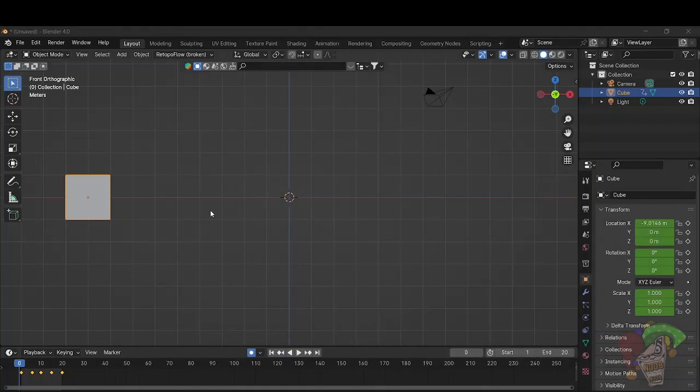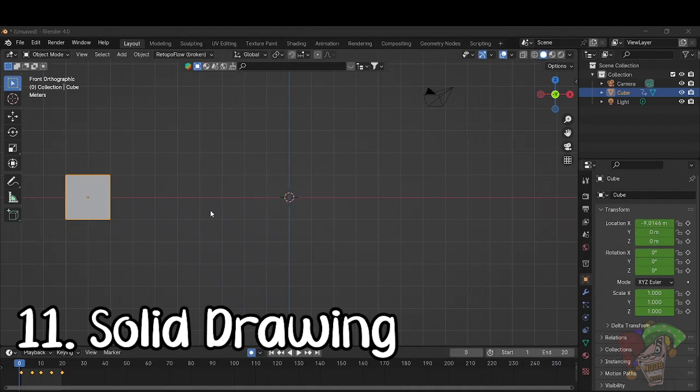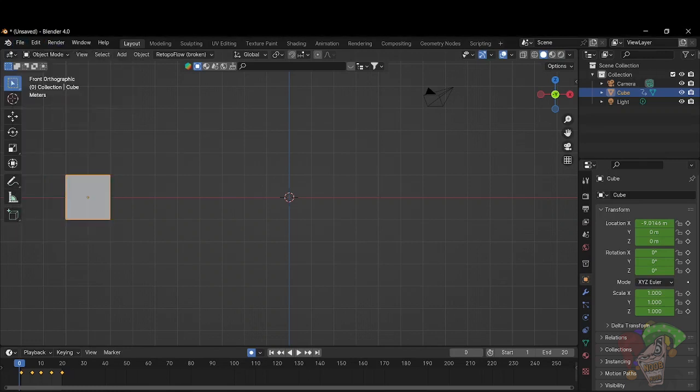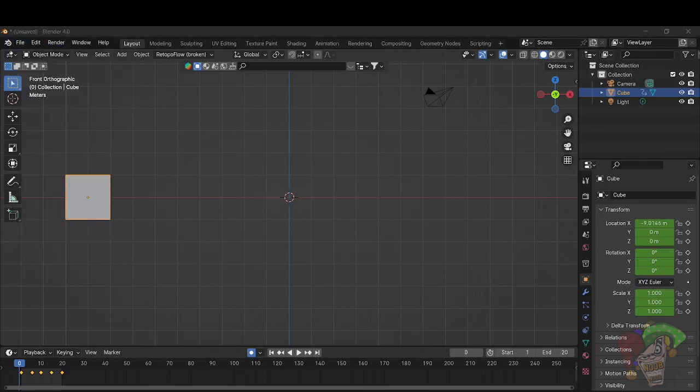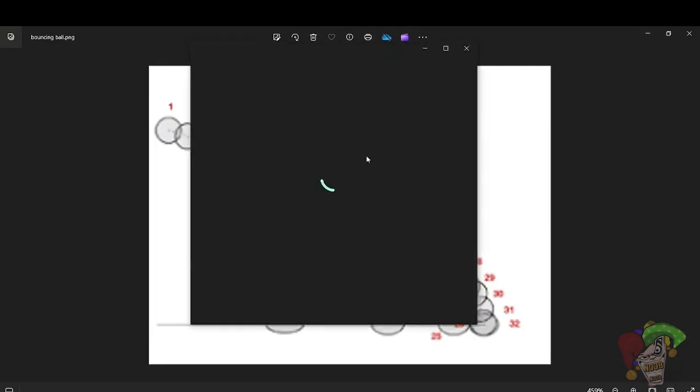So number 11 is solid drawing. Solid drawing is making sure your poses tell a story, right? It's the same thing as, let's say, if you wanted somebody to box, you need to pose him in a way that even before he does anything, people can see that this is what is about to happen. You understand? So always make sure that whatever you do looks solid. So I'm going to open up a PNG and show you.